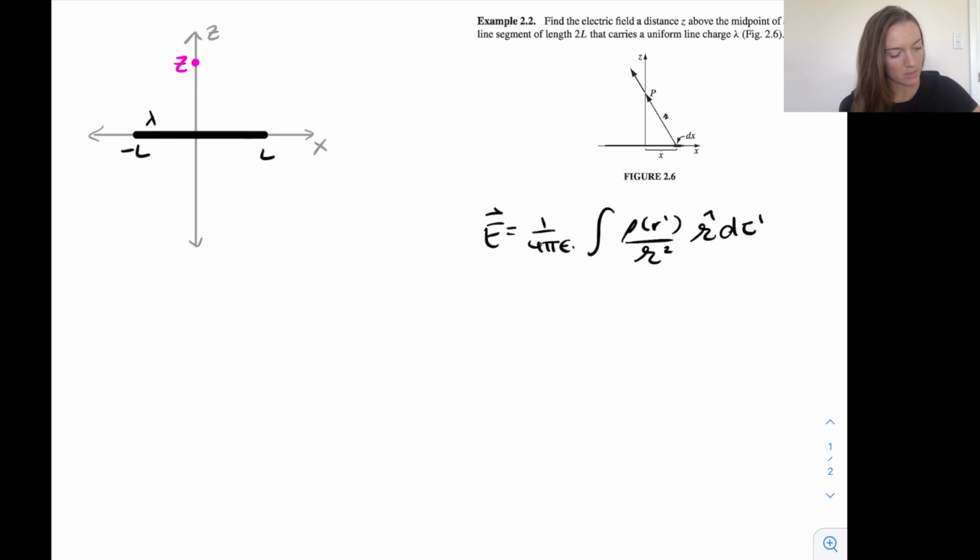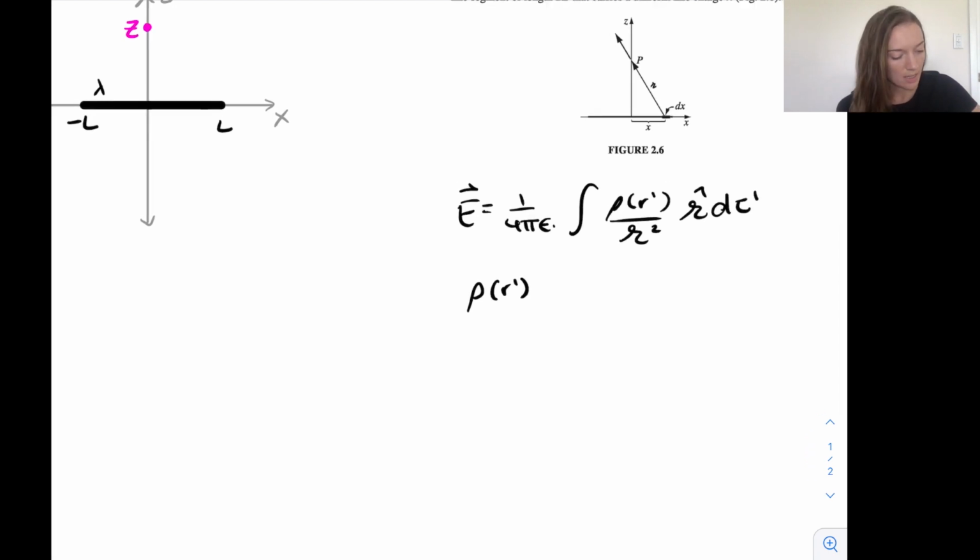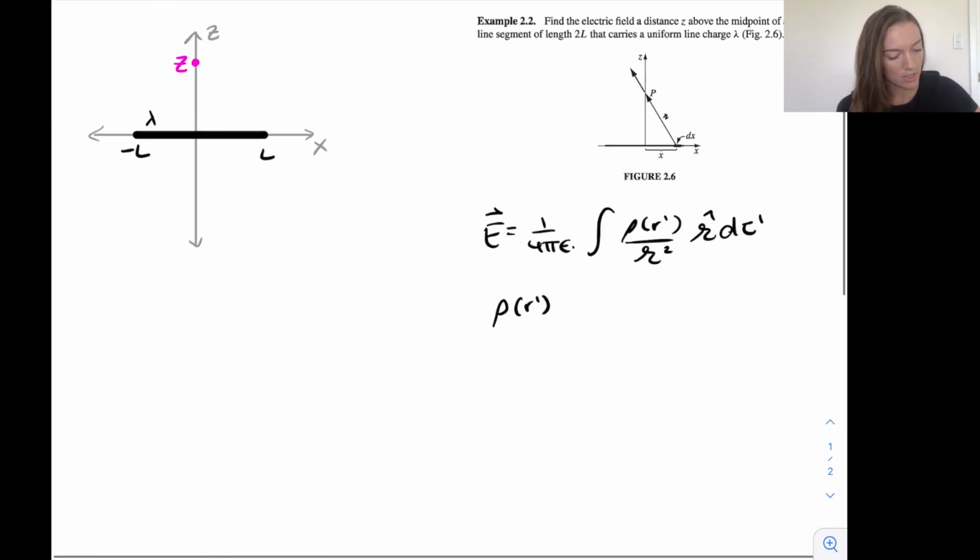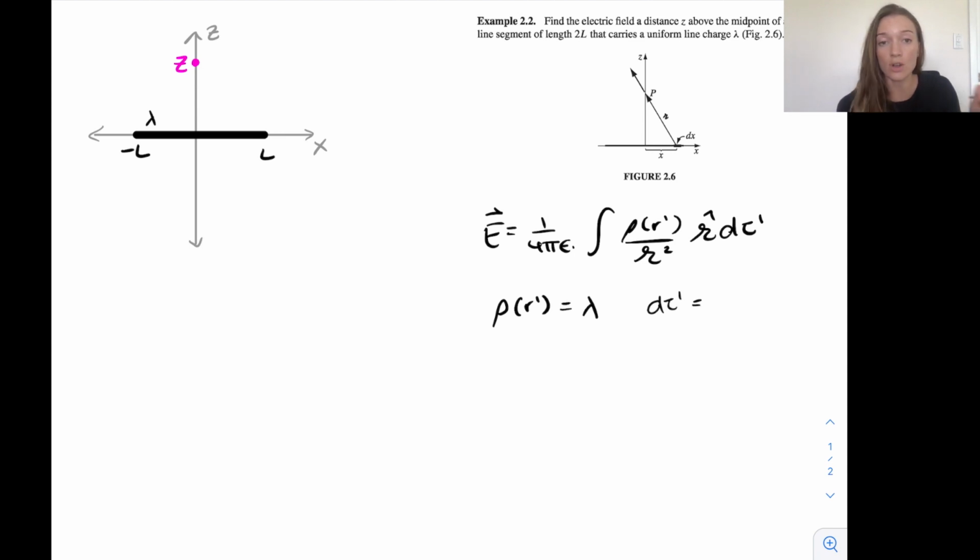All right, so let's try to figure out some of these things in our integral here. Our rho, so this is just our charge distribution. In this case, our charge distribution is simply lambda. We just have a line charge and that's it. Now our d tau, our line charge is only on the x-axis and it's only in one dimension. So our d tau prime is just dx, because we're only going to be integrating along the x direction. And we're going to be integrating from negative L to L.